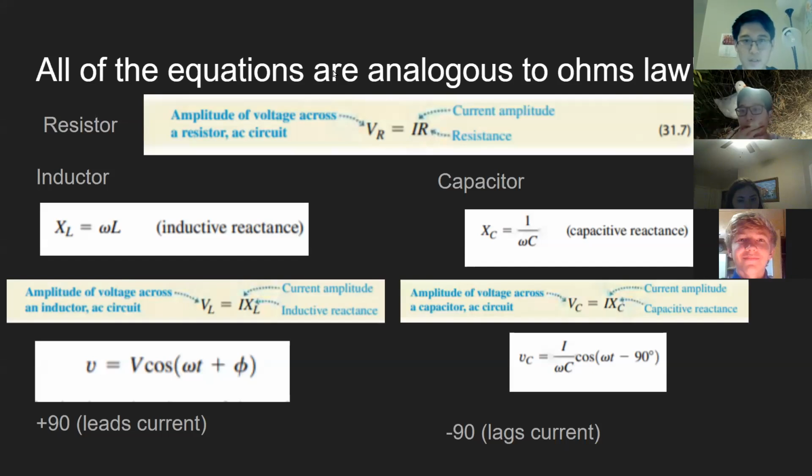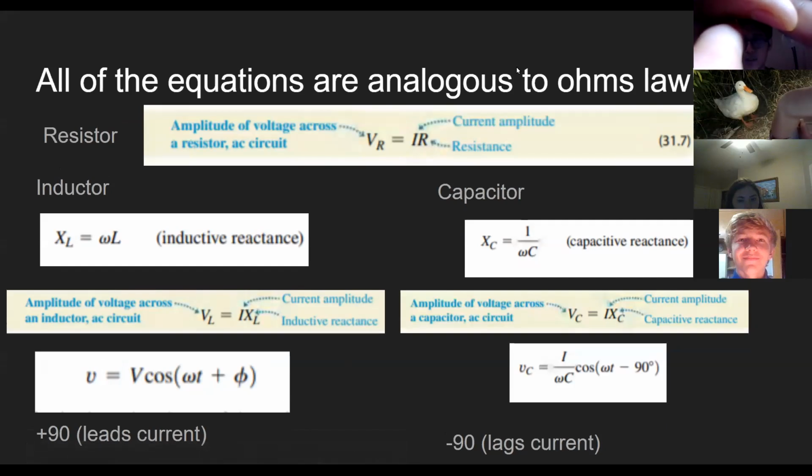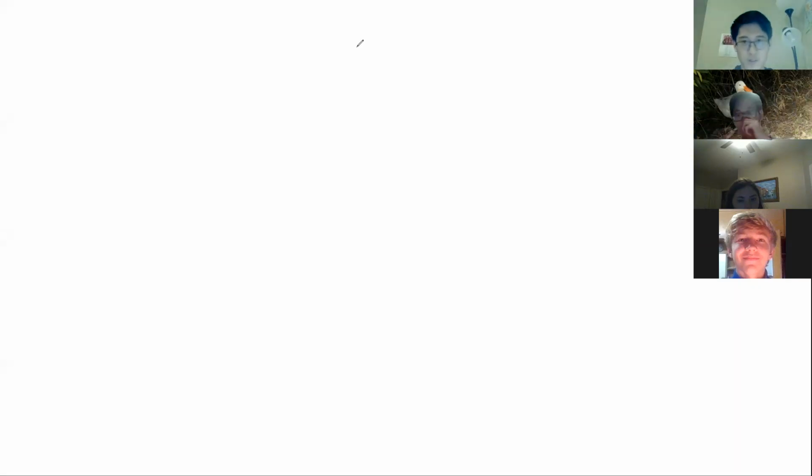So first of all, let's consider the case of a resistor. How do I pull up a whiteboard? Actually, let me... I got it. Can everyone see this whiteboard? Do you see the whiteboard? Yes. Okay.